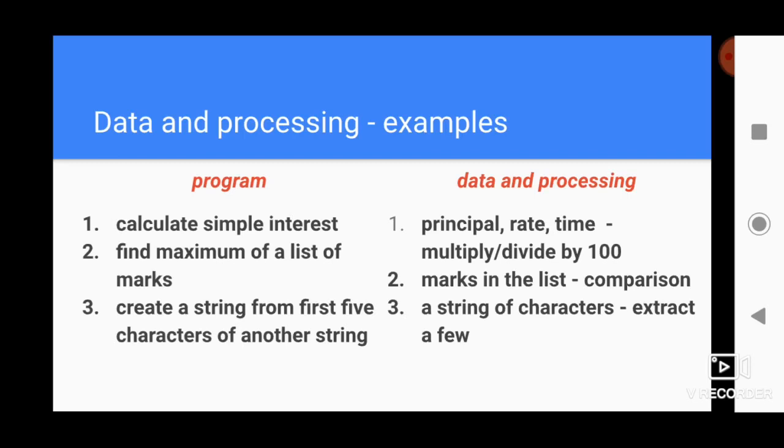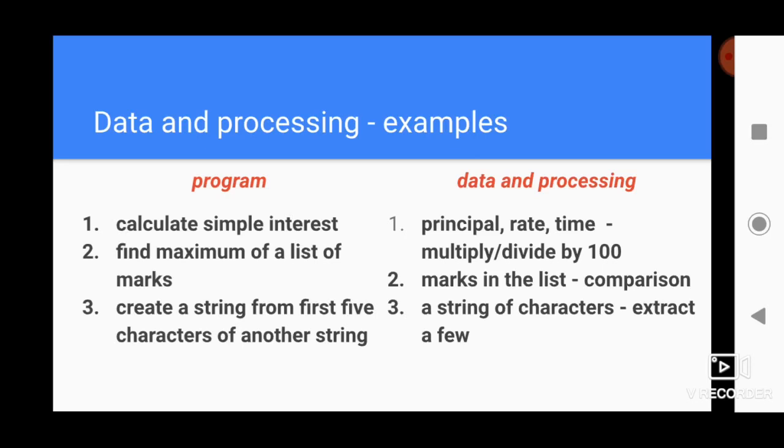Now another program may be to find a maximum from a list of numbers. What data will be processed by this program? Obviously the list of numbers is the data for this program. And what kind of processing will be done in this program? We will be comparing the numbers with each other somehow, so that we are able to determine which one is the maximum.